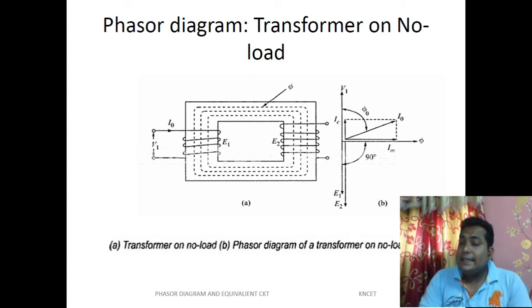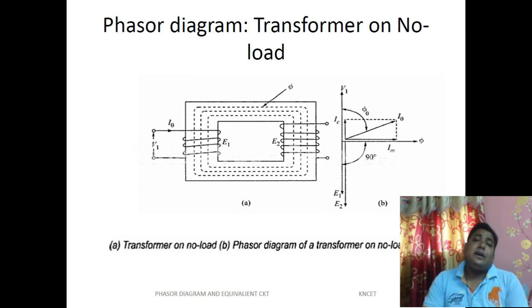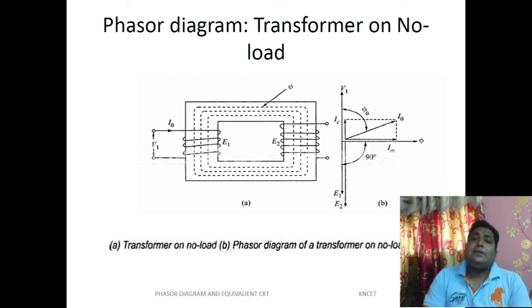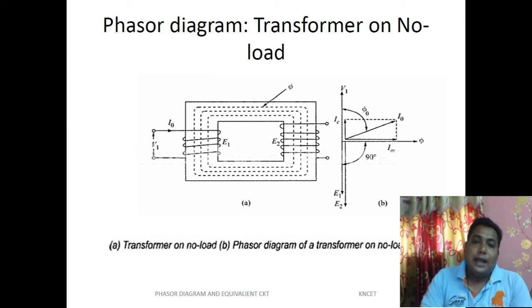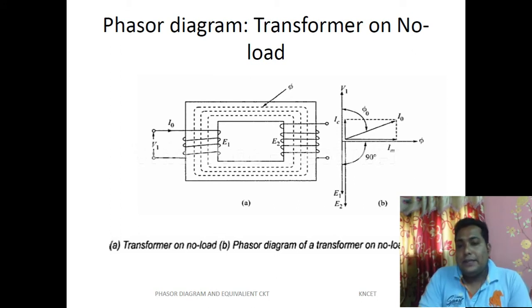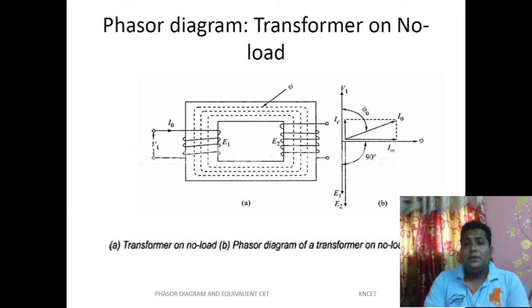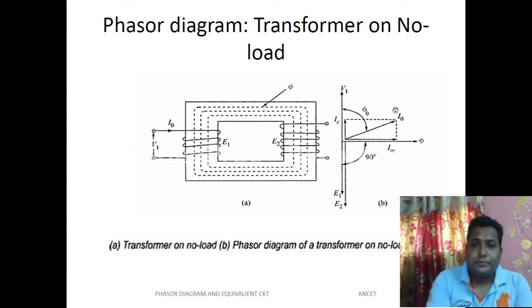On the secondary side, as you can see, there is no load connected, so you can say that this transformer is at no load. Now when the transformer is at no load, if we draw the phasor diagram, it will be like this. Now I am going to tell you how to draw the phasor diagram, so to understand that, just follow my pointer.